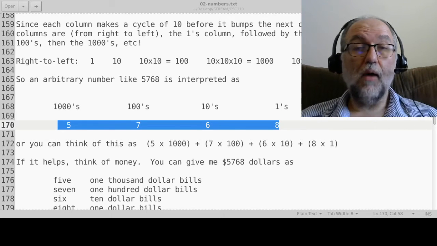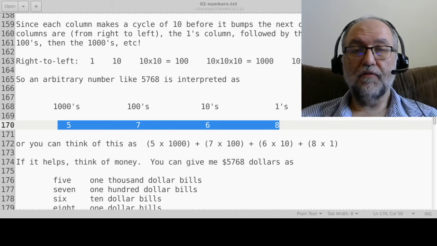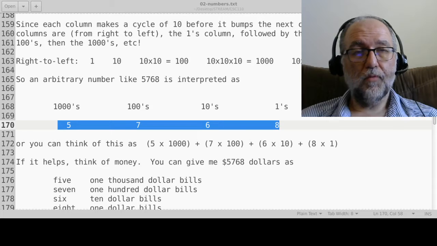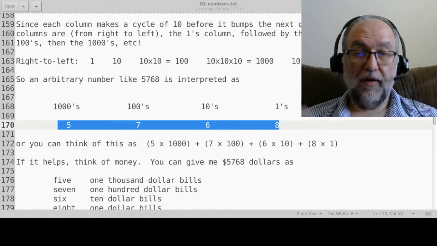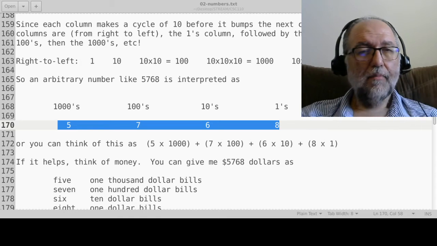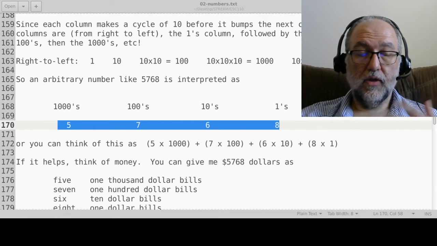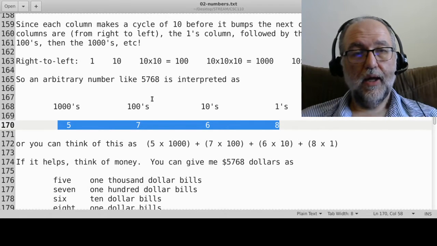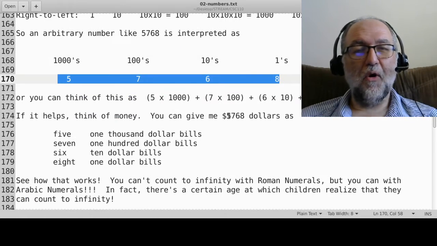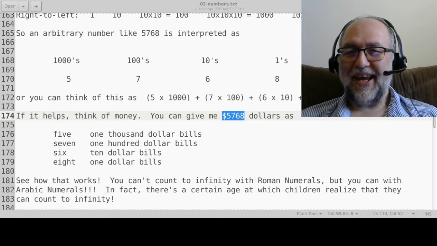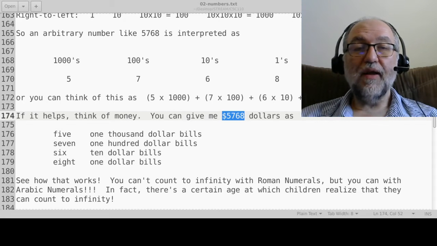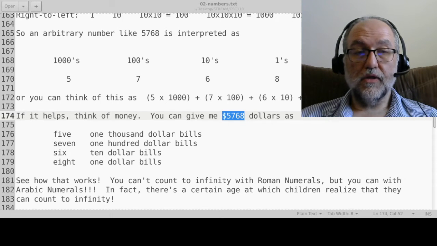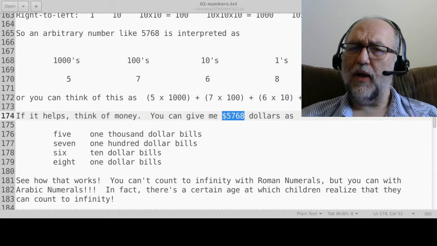It might even be helpful to think about this in terms of money, because we do this with money all the time. Now I know we have $1 bills, we have $5 bills, and we have 20s, and so that kind of messes it up. But imagine that we had a number system where all you had was $1 bills, $10 bills, $100 bills, and $1,000 bills. How would you give me, if you owe me? I like it when you owe me. If you owed me $5,768, well, you could do it a lot of ways.